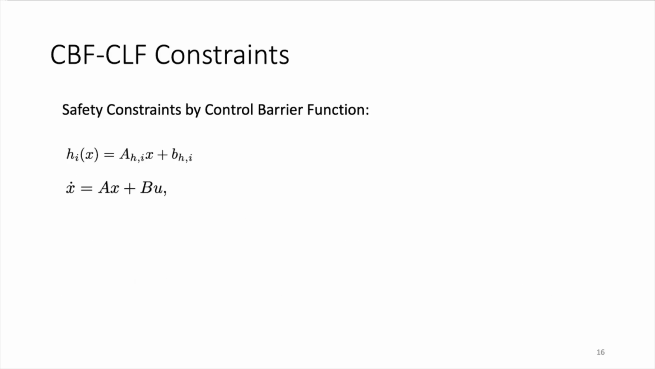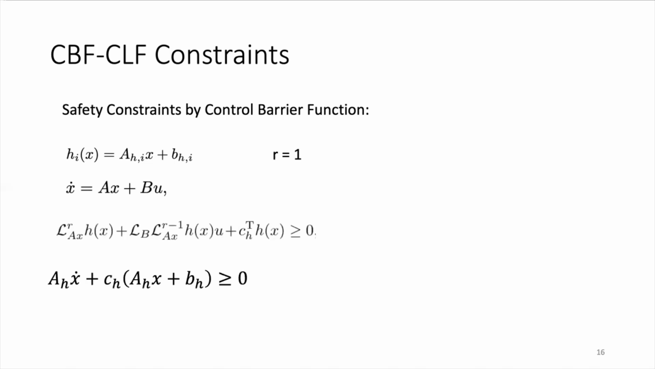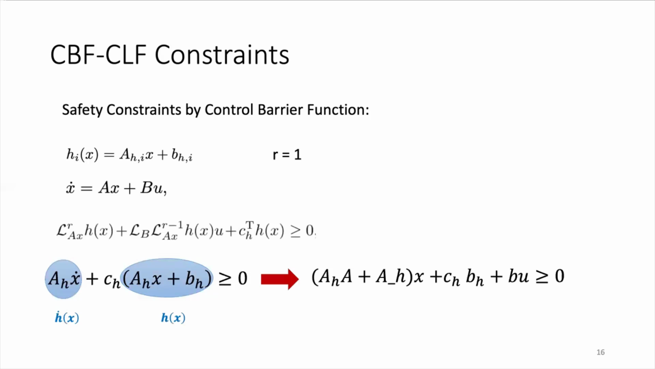We defined a barrier function for a cell with a control system of x dot equal to Ax plus Bu. For simplicity, we assume the relative degree of h(x) is equal to 1. To write the safety constraint by the control barrier function for a cell, we substitute the h dot and h in the CBF constraints, which results in a linear constraint in terms of x.